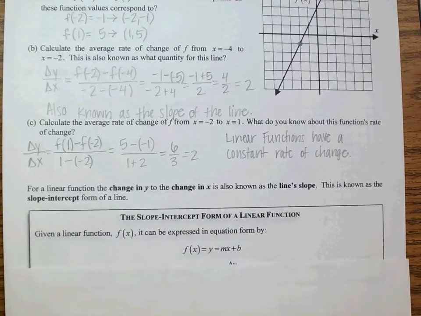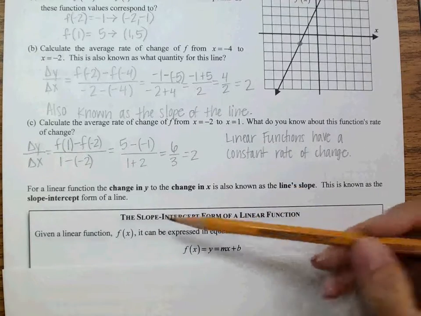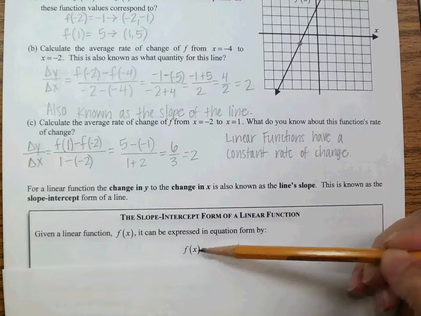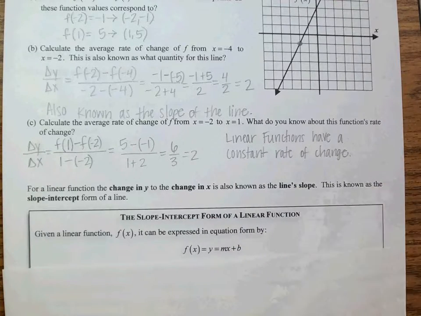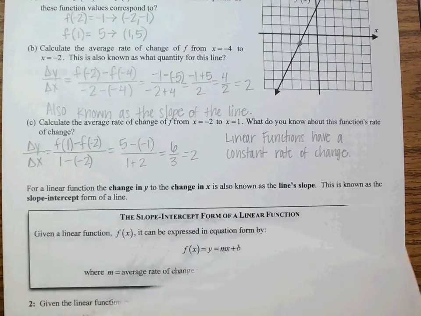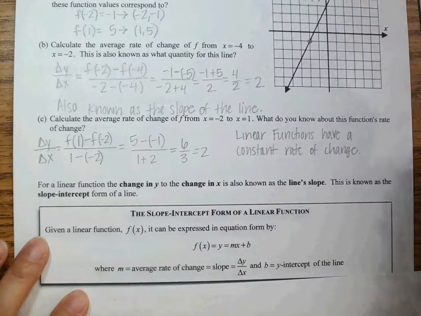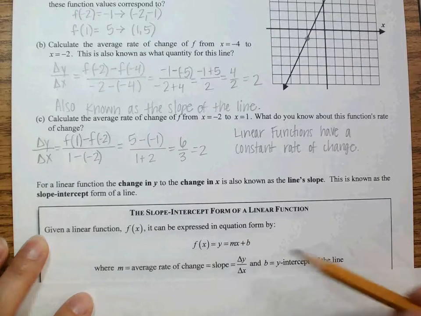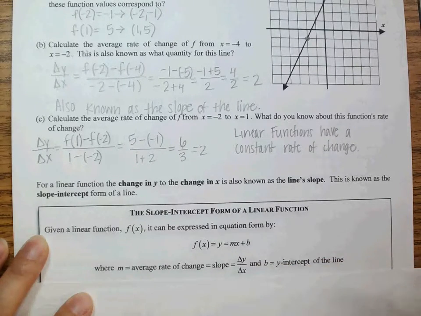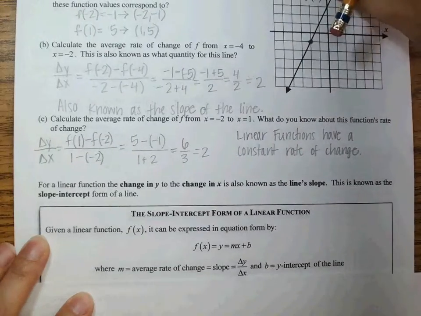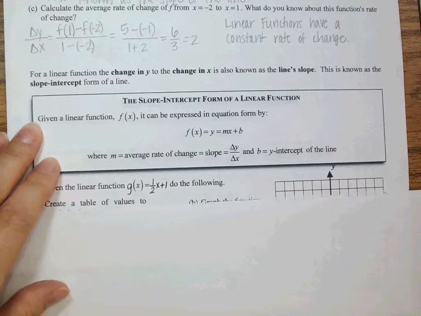f of x is equal to y, which is equal to mx plus b. So, again, given a linear function, we either write it as f of x or we write it as y, but we set it equal to mx plus b. Some key things that we're going to remember about this is that m is our average rate of change, okay, which is the change of y over the change of x, and we just practiced that in part B and part C. And then b is the y-intercept of the line, okay, and we're going to do some examples here.